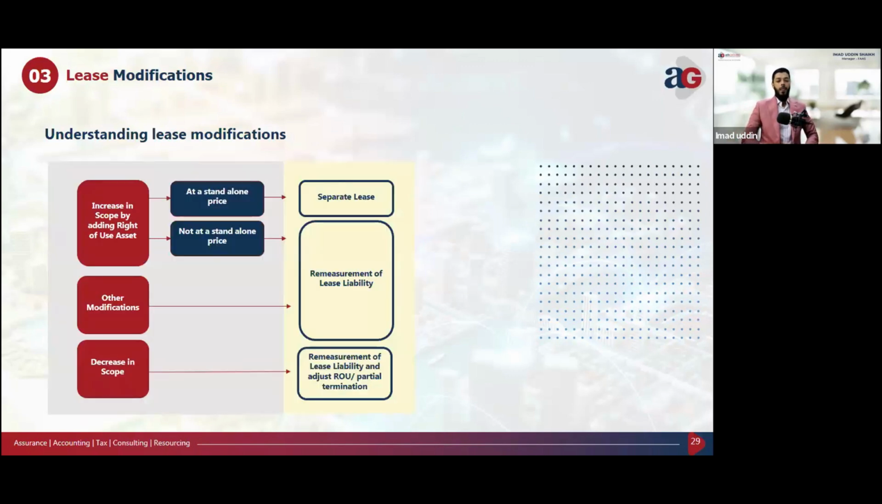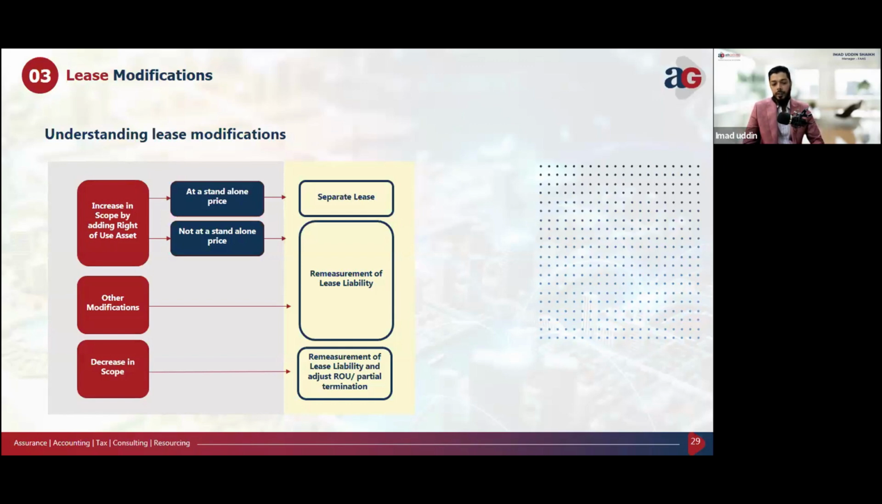All right. Let's look at the modifications from the point of view of the lessee, because lessors are slightly more complex, and there are fewer lessors in the world than lessees, because leasing companies and banks are limited to being lessors. The rest of us are just lessees, unless we are leasing out. Okay, increase in scope by adding the right-of-use asset at a standalone price, or not at a standalone price. So there are two kinds of modifications that can happen, primarily increase in scope and decrease in scope, right?